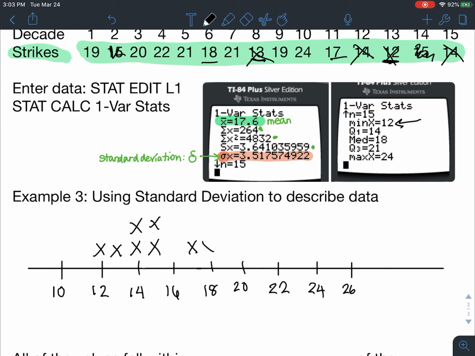I have 1 17 and 1 18. 2 19s. Is that correct? Yep. 1 20. 2 21s. A 22 and a 24. And just in case, let's count these up and make sure that I got them all. So 1, 2, 3, 4, 5, 6, 7, 8, 9, 10, 11, 12, 13, 14, 15. There we go. Okay, so I make sure I got them all.